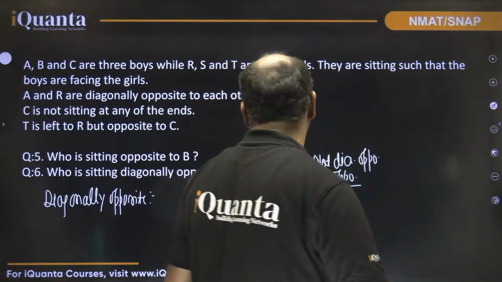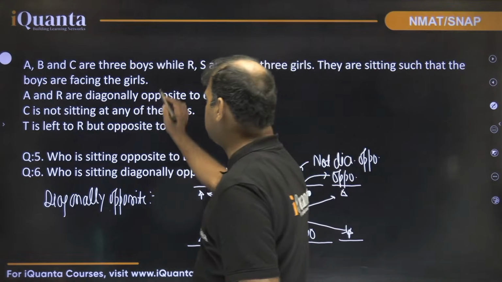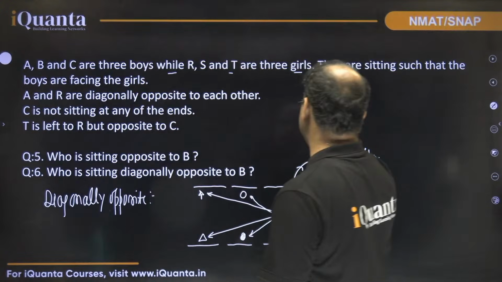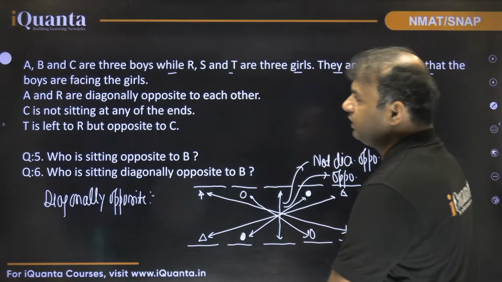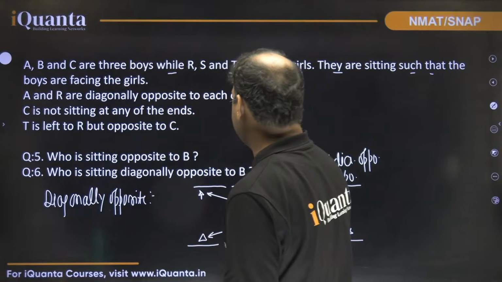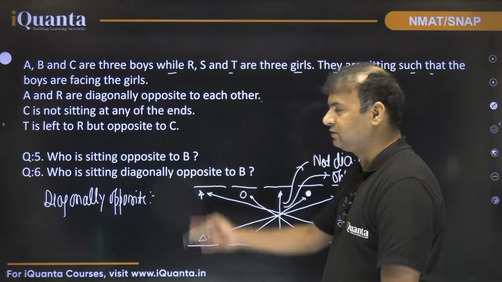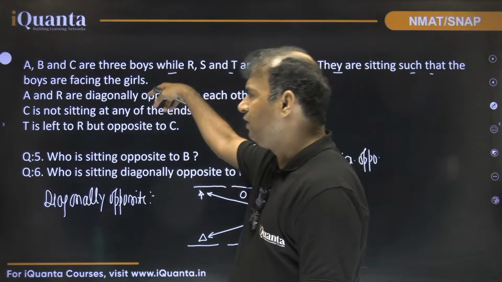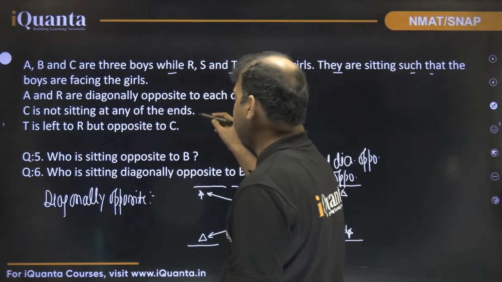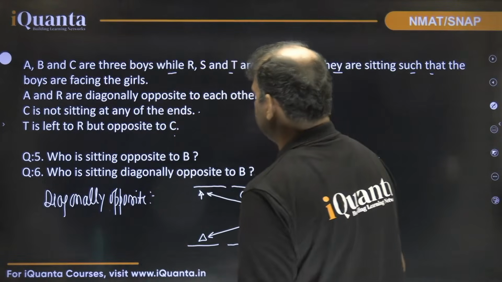Let me try to solve an easy set quickly. They are saying that A, B, C are 3 boys while R, S, T are 3 girls. They are sitting such that the boys are facing the girls. Then they are saying A and R are diagonally opposite to each other. That is why I wanted to explain diagonally opposite first, because this kind of information is always given in such sets. C is not sitting at any of the ends and T is to the left of R but opposite to C.